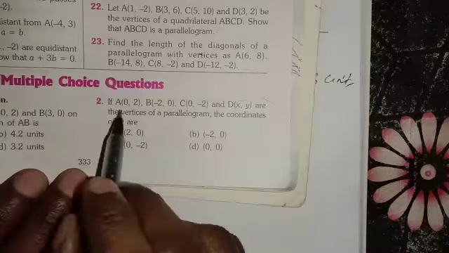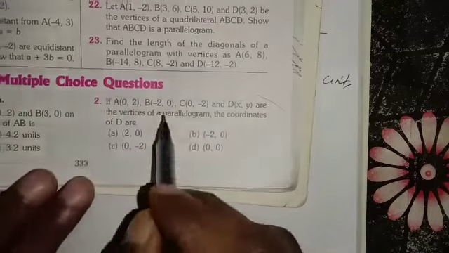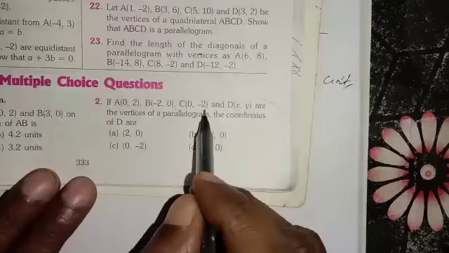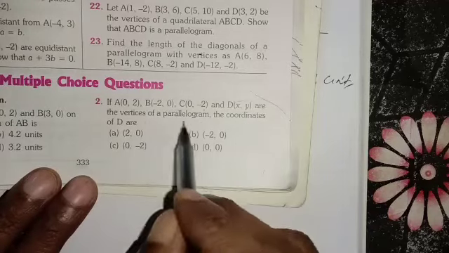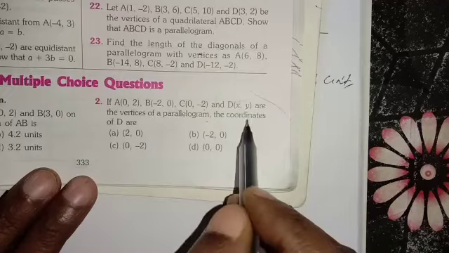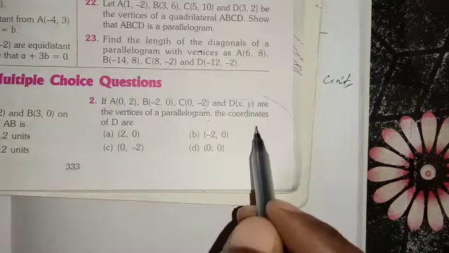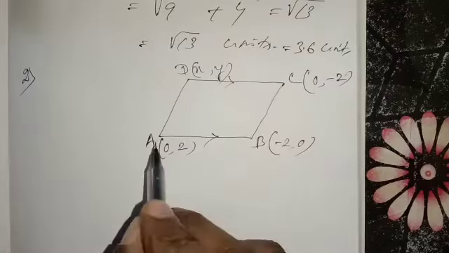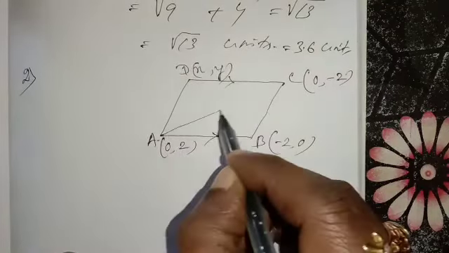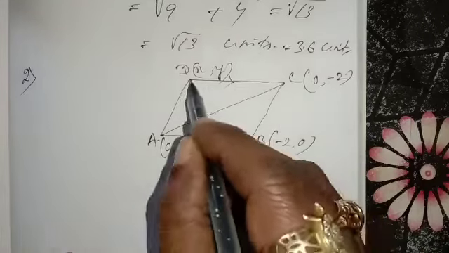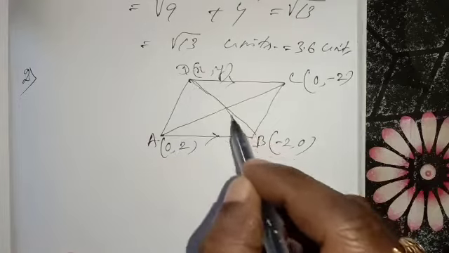Question number 2. If A is (0, 2), B is (minus 2, 0), C is (0, minus 2) and D is (x, y), with D missing, are the vertices of a parallelogram, you have to find out the coordinates of D. First draw one parallelogram. ABCD is a parallelogram. As ABCD is a parallelogram, the diagonals bisect each other. The diagonals mean the midpoint of AC should be equal to the midpoint of BD.